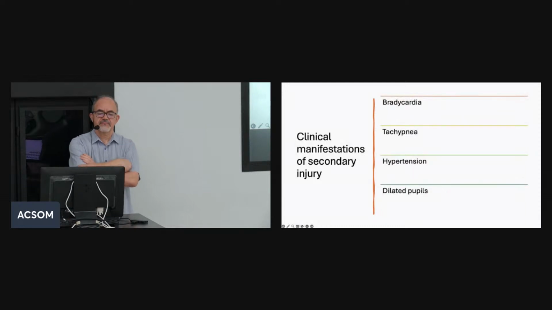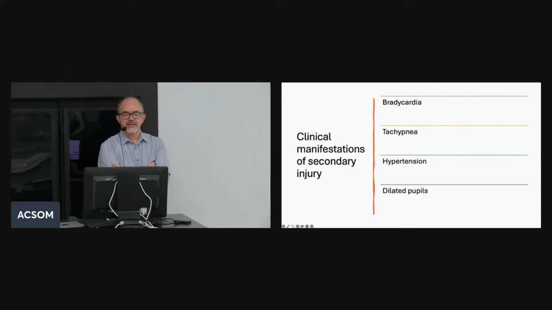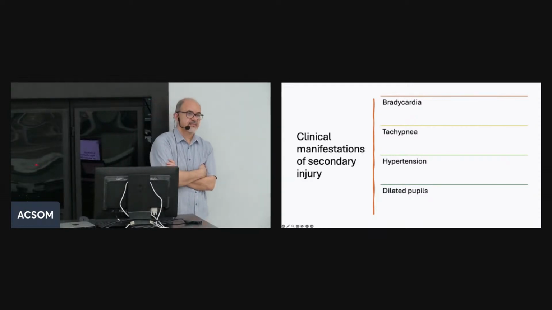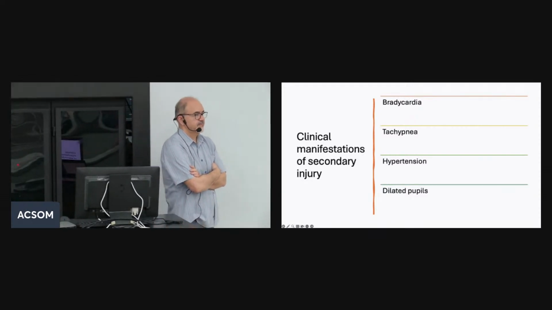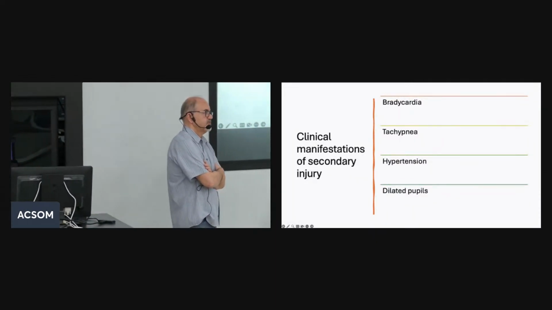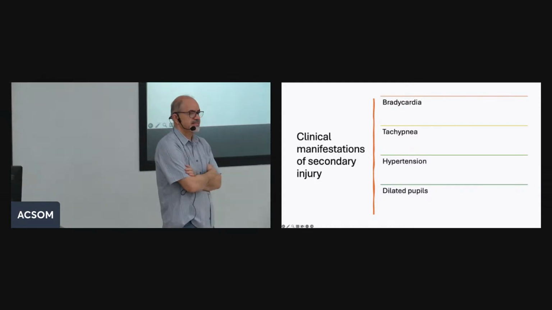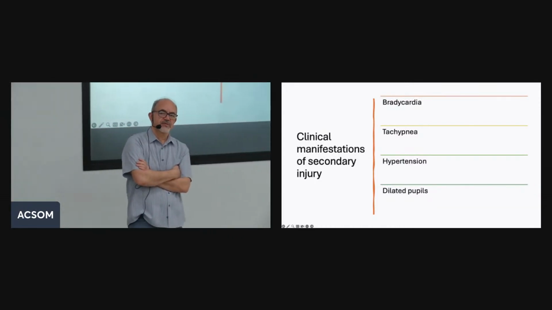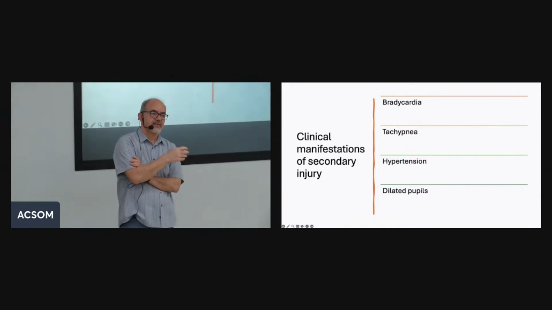The other signs of secondary injuries are bradycardia, tachypnea, hypertension, dilated pupil. So your job with TBI, you do the primary survey, you do the secondary survey, but your job is not done because as the brain swelling increases, as the size of the hematoma increases, things can change. So you just have to always keep an eye on them.